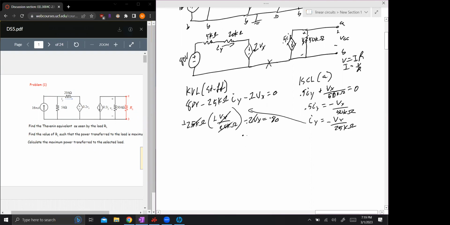We end up with 0.8 VX is equal to negative 80. Yeah. And so then this is going to be VX. Would it be 80 divided by 0.8? Mhm. I get negative 100 volts. Yep. Nice. So it looks like our signs here, if you flip these signs for the open circuit voltage, that would give you the positive 100.